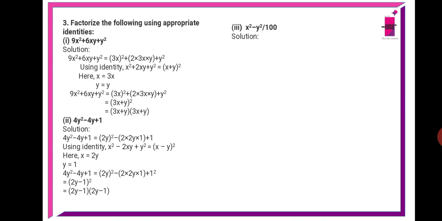Similarly, you can see 4y square minus 4y plus 1. Here (2y) whole square minus 2 into 2y into 1 plus 1 square. Here we are getting x square minus 2xy plus y square, which equals (x minus y) whole square. So x equal to 2y, and in this example y represents 1. So (2y minus 1) whole square.